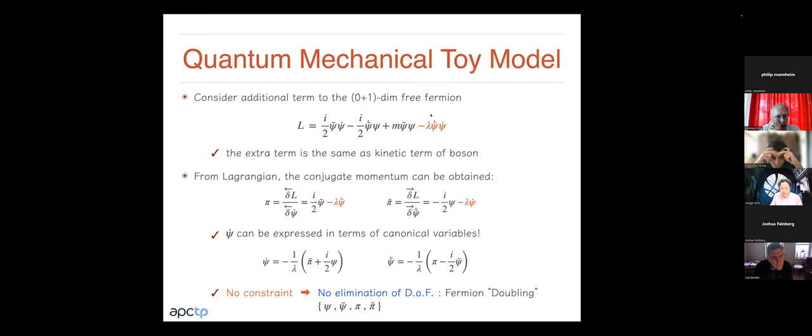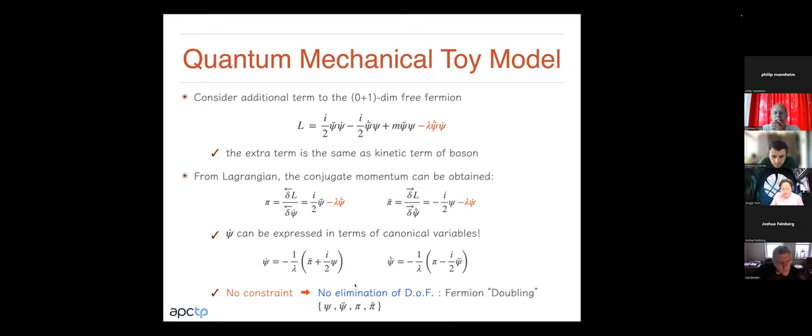So this additional extra term is similar to the kinetic term of a boson. Then let's do a very simple, elementary-level quantization. You first calculate the conjugate momentum, and then you have this, like a scalar field. Then, as usual, you express psi dot and psi bar dot in terms of the other canonical variables. Usually, if lambda equals zero, this represents a constraint of the system.